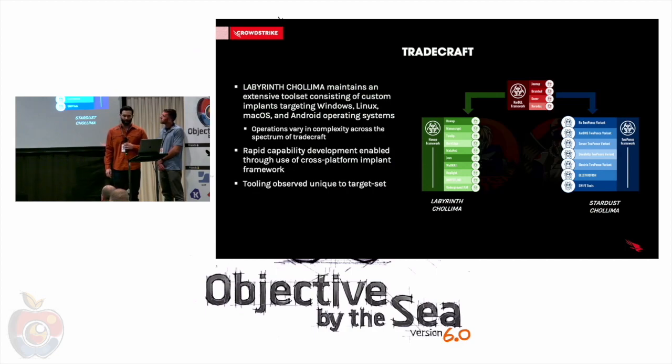Prior to 2015, I believe, Stardust CHOLLIMA and Labyrinth both operated off of the core DLL malware framework. But at that time, there was a reorganization in North Korean cyber warfare structural organization. And Labyrinth started using a derivative of that called HOBUP. And Stardust started using a derivative called 2pence.